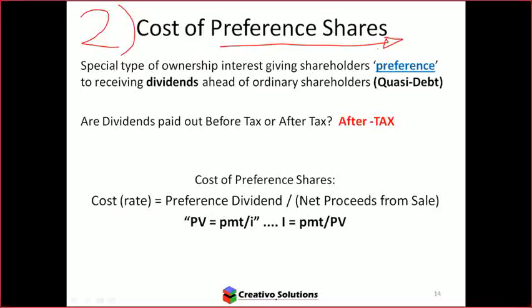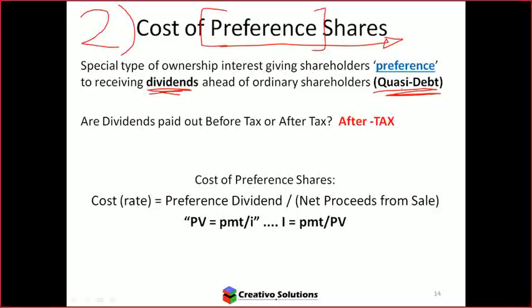Preference shares. Preference shares are special because you're going to be receiving a dividend, but you have to pay it because it's preference shares. So there's almost like an obligation to pay the dividend. So it's viewed as quasi-debt because it's seen like debt, but also similar to equity.